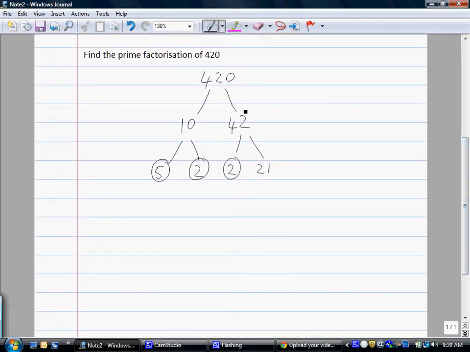So I look for a factor. Well, 3 goes into 21. Its factor pair, 3 times what is 21? 3 times 7. Any prime factors? 3 is prime, and so is 7. And now I'm complete, because all my factors are prime.